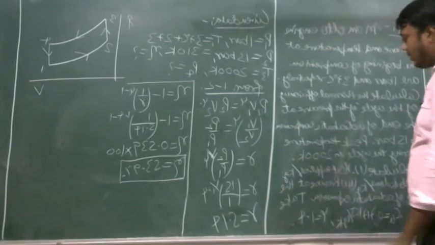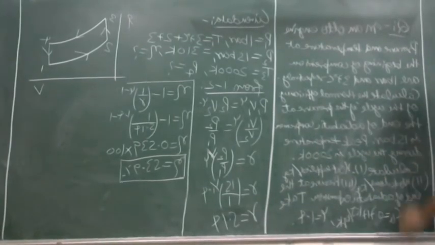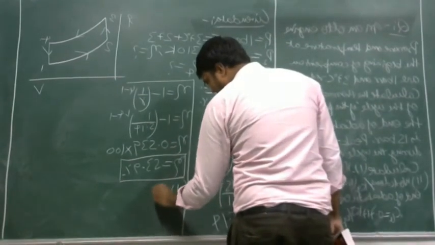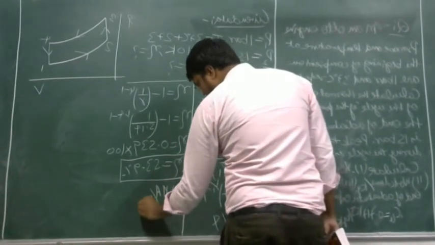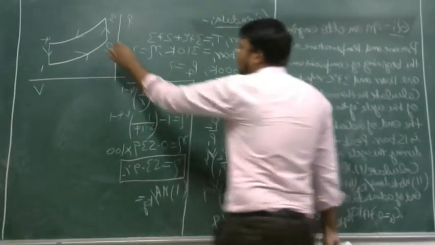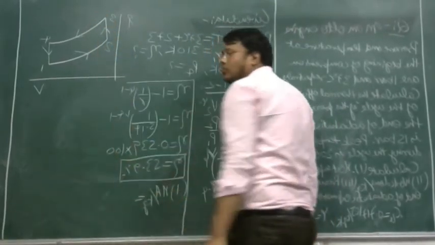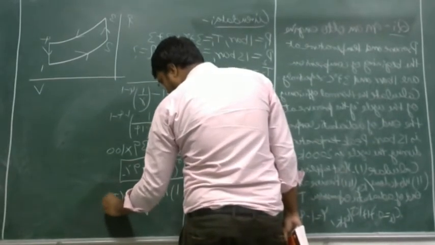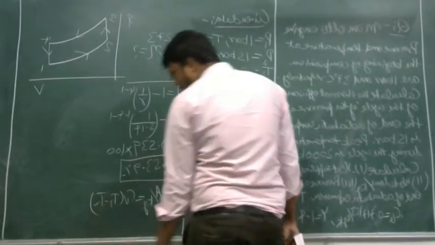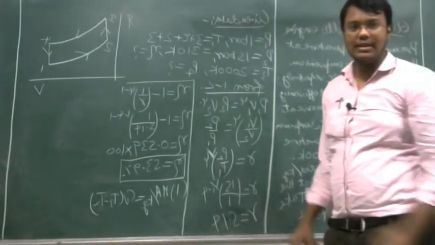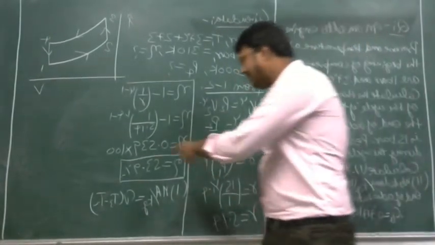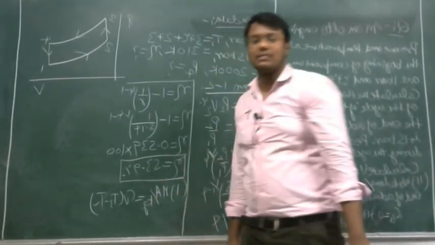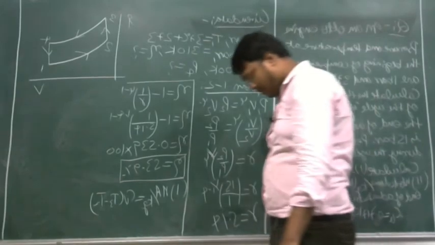Now the next question is heat supplied per kg. Heat added per kg. Heat addition takes place from 2 to 3, so the formula will be Cv (T3 minus T2). I am not using M here. The basic formula is M Cv (T3 minus T2), but we have to calculate this value per kg, per unit mass, so I have removed M from here.